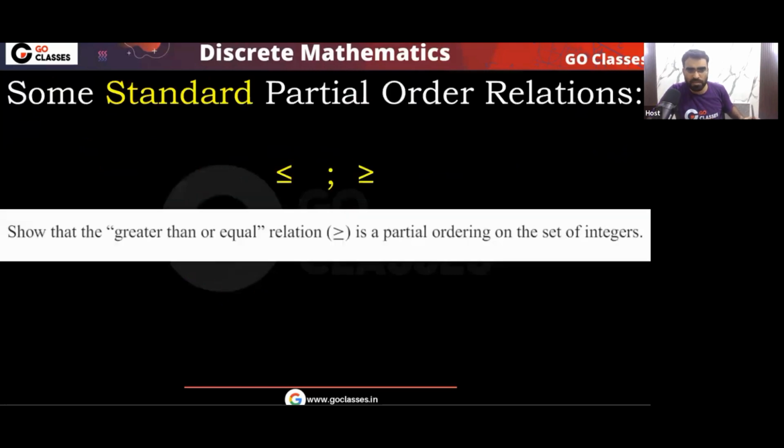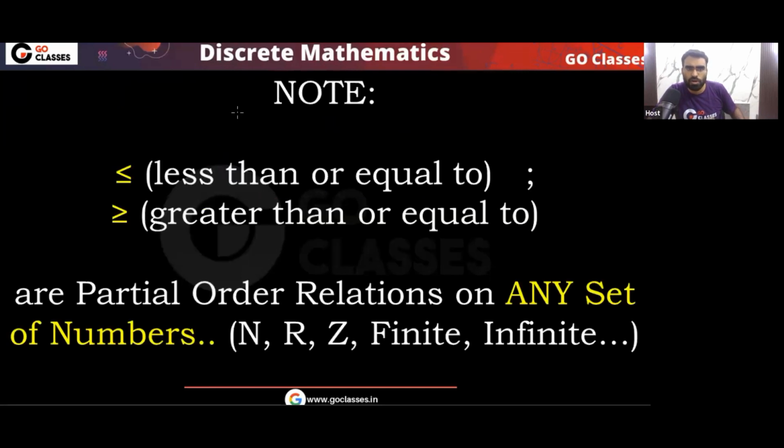Similarly, you can prove that less than or equal to is also a partial order relation. This relation is also reflexive, antisymmetric and transitive. So remember, less than or equal to and greater than or equal to are standard partial order relations because they are reflexive, antisymmetric and transitive. This is a note.